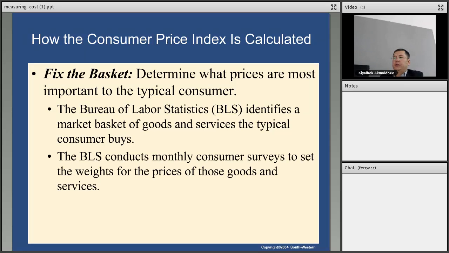This is important. Now, the National Statistical Committee conducts monthly consumer surveys to set the weights of the prices of goods and services. So every month they ask the people, and they also ask the sellers, and according to this survey they monitor the change in prices for typical buyers, the change in the goods and services which he buys monthly.